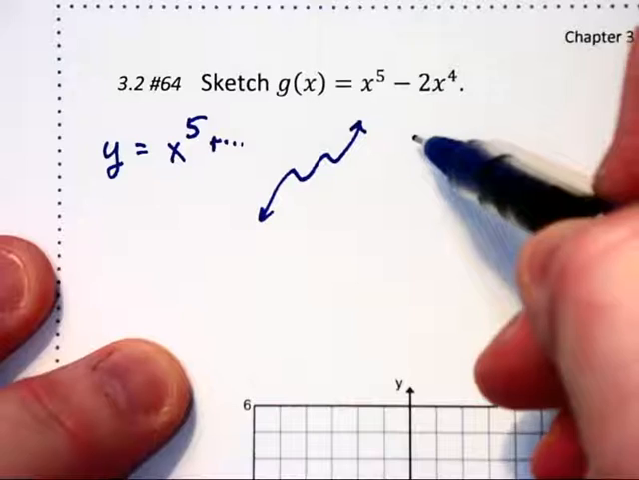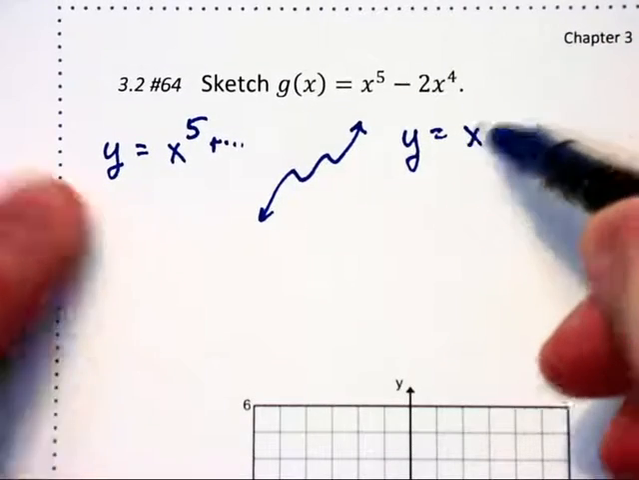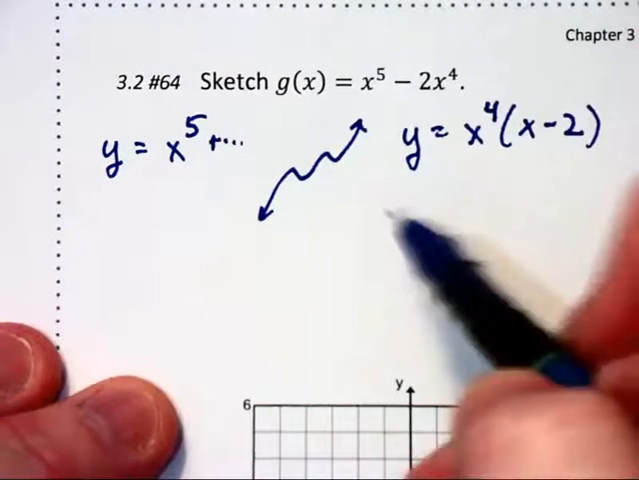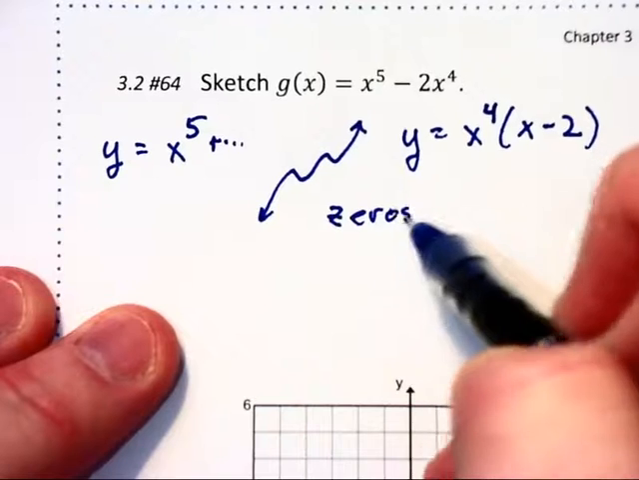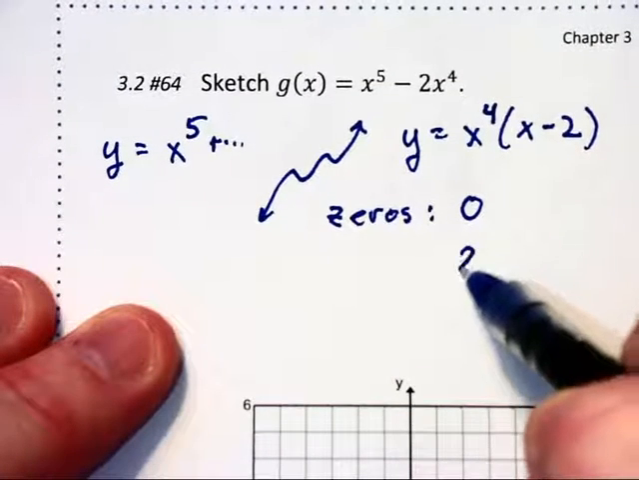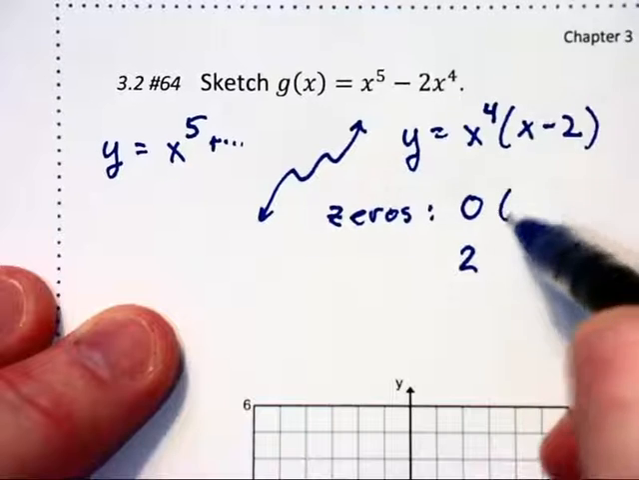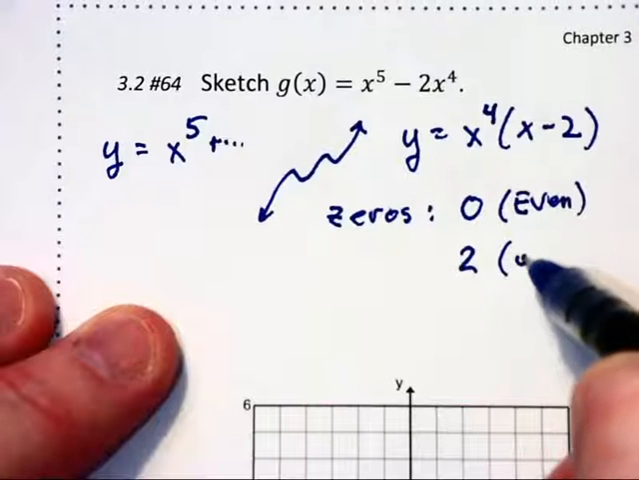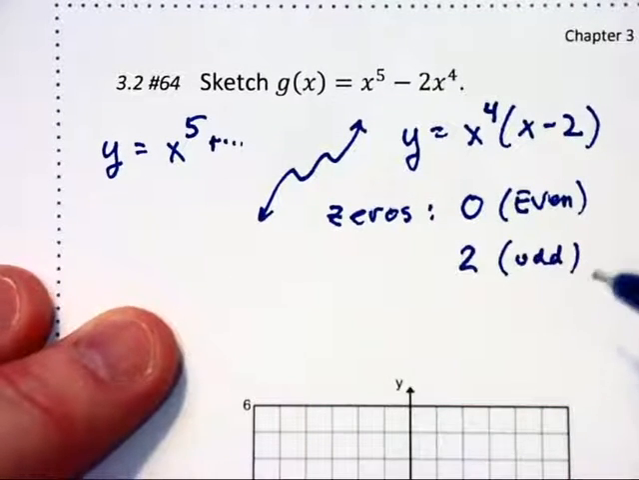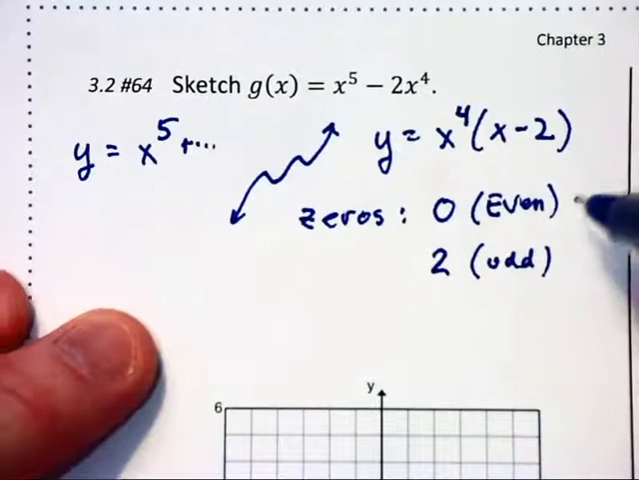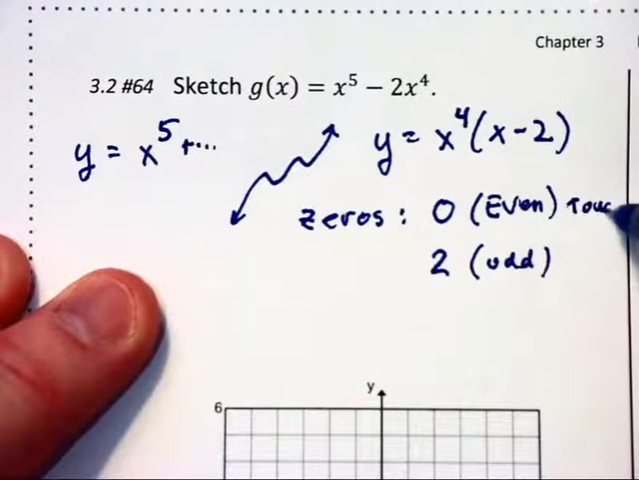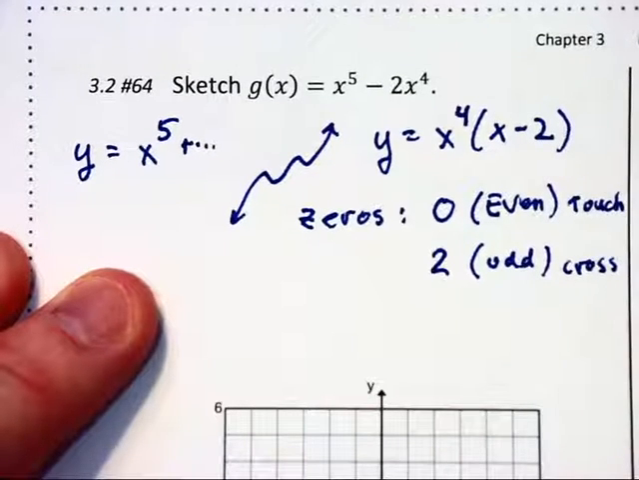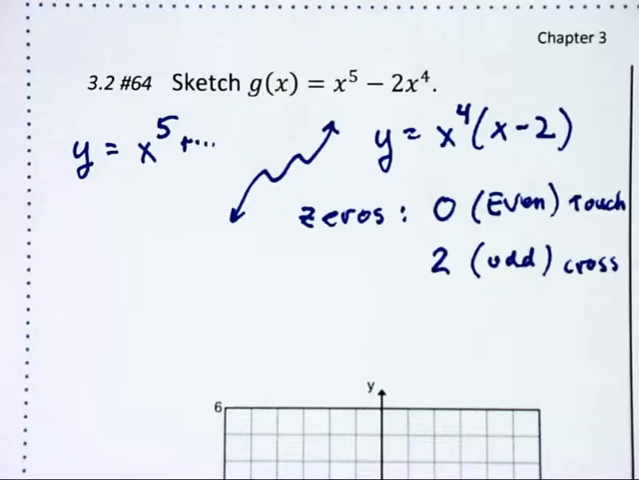Now when I go to factor this function, I have y equals x to the fourth factoring out, times x minus 2, and that tells me I'm going to have zeros at 0 and at 2. 0 has an even multiplicity since it shows up 4 times. 2 has an odd multiplicity because it only shows up once. Therefore, we know the graph is going to touch and turn around at 0, but it will cross through at 2.